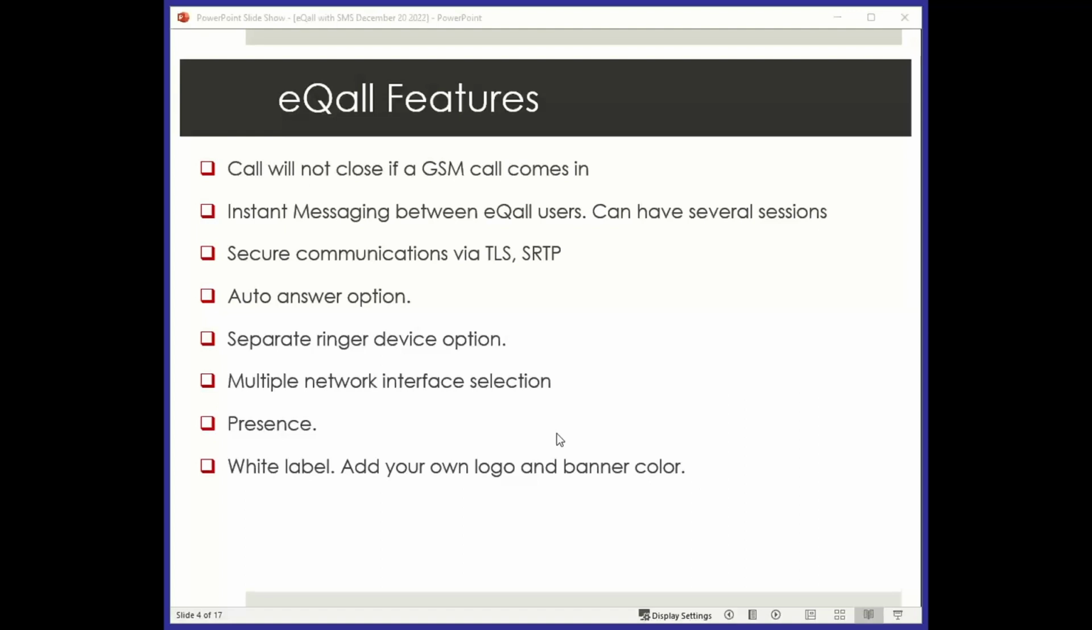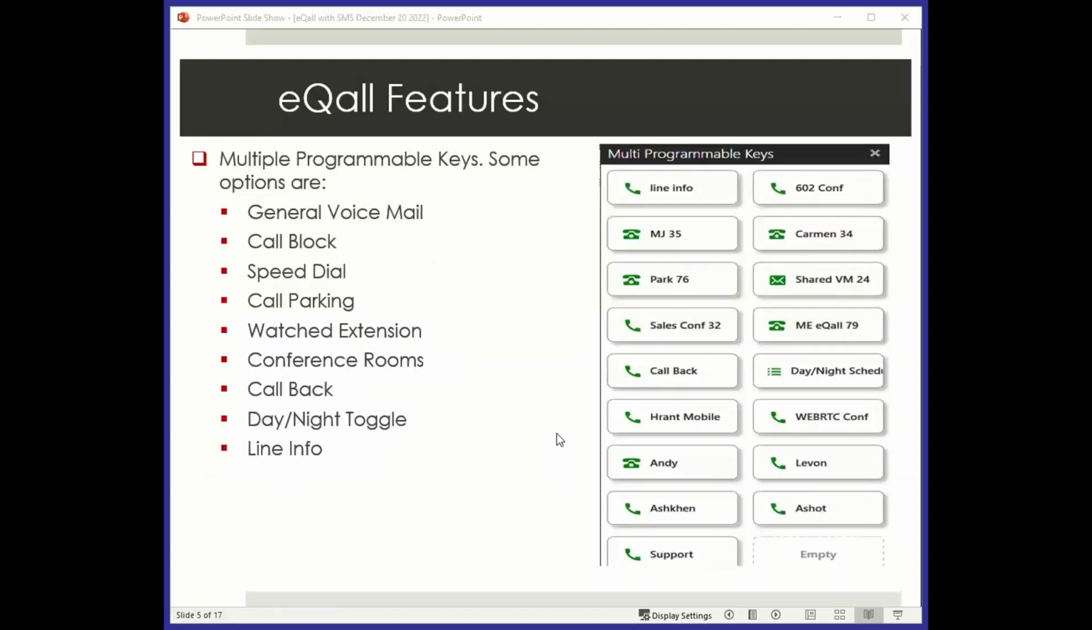You have presence, and if you want to have some sort of white label capability, you can change the red banner and the logo, add your own logo and change the color of the banner if you want to do that. Okay, there's 20 programmable keys or BLF keys. That's one nice feature of eQall. You see here in the right pane an illustration of that.